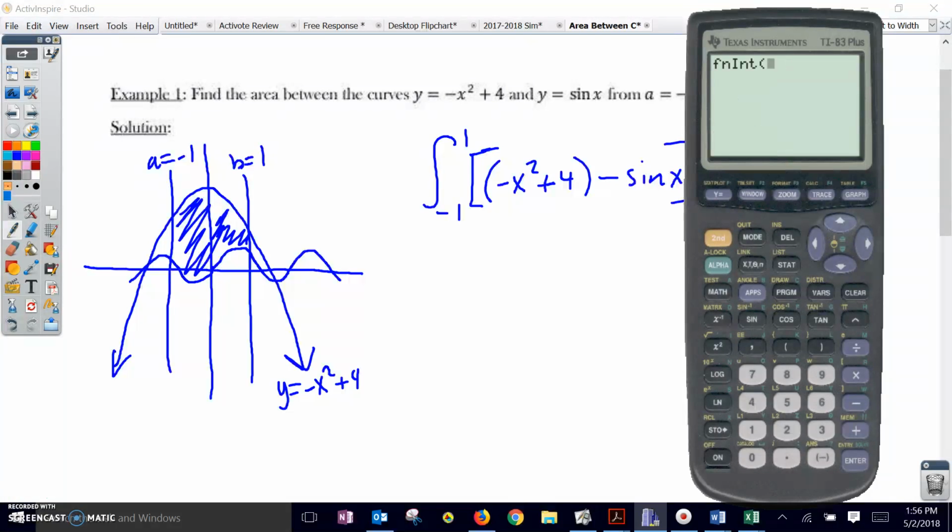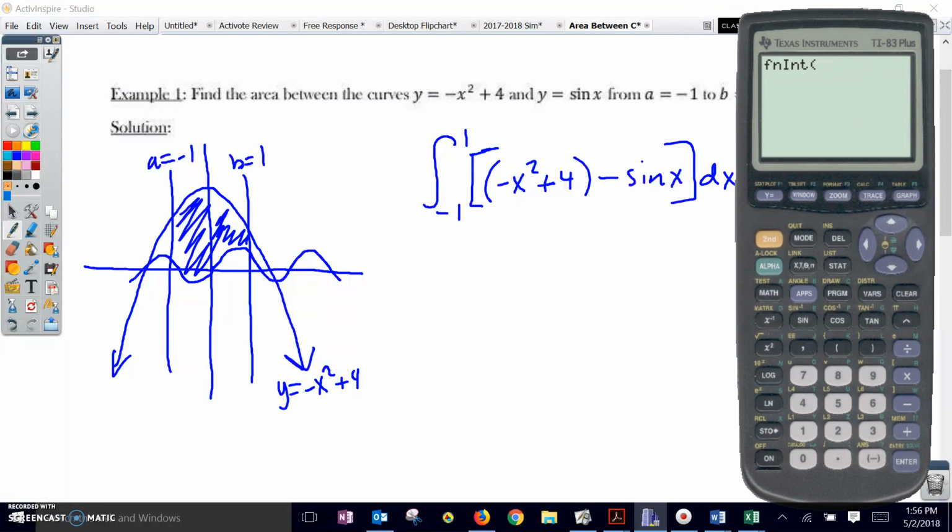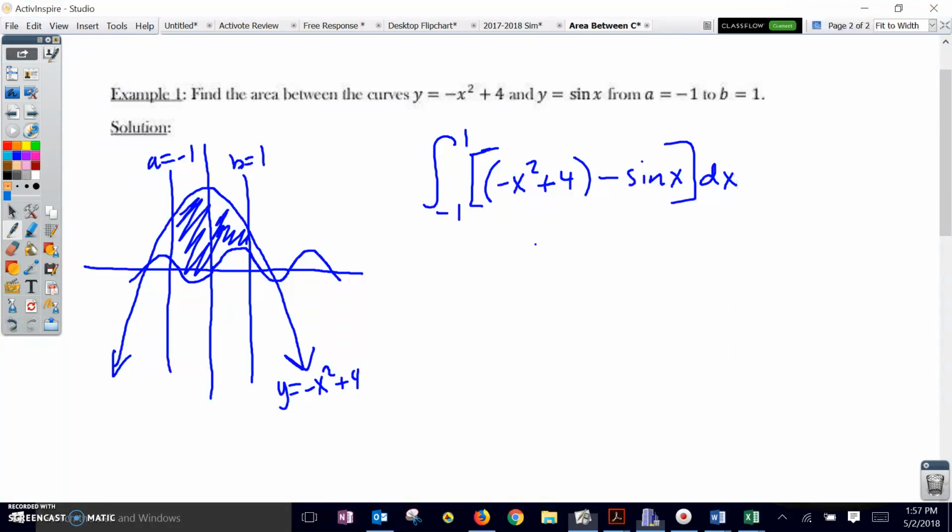So I'll do math 9 and quantity negative x squared plus 4 minus sine of x with respect to x, negative 1 to 1. And we end up with 7.3 repeating as the area of the region between those two curves.